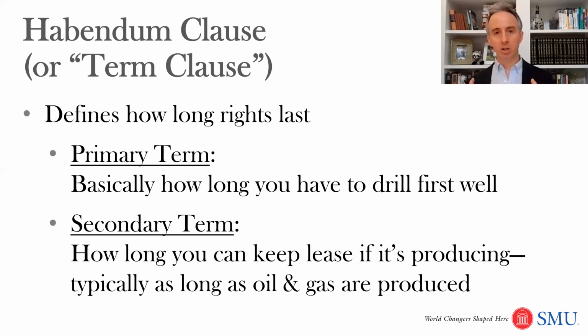The secondary term, which we'll talk about more in the next lesson, is how long you can keep the lease if it's producing. And typically it's as long as oil and gas is produced, but we'll see that there's a lot of litigation about what it means to say that a well is still producing oil and gas.